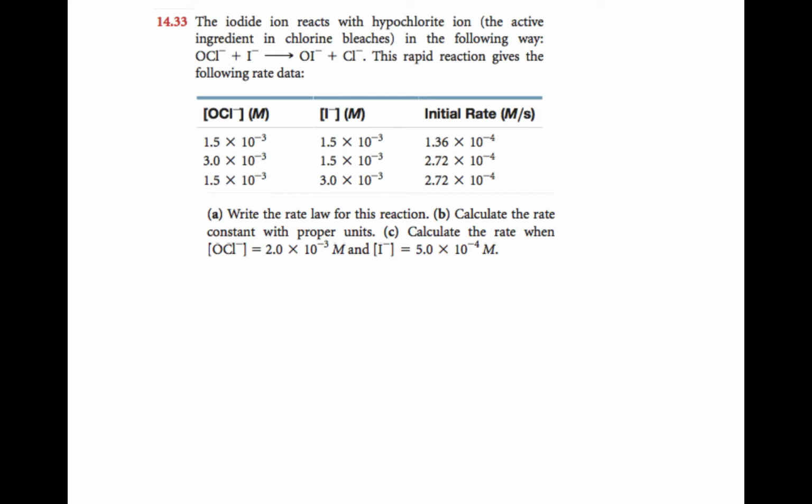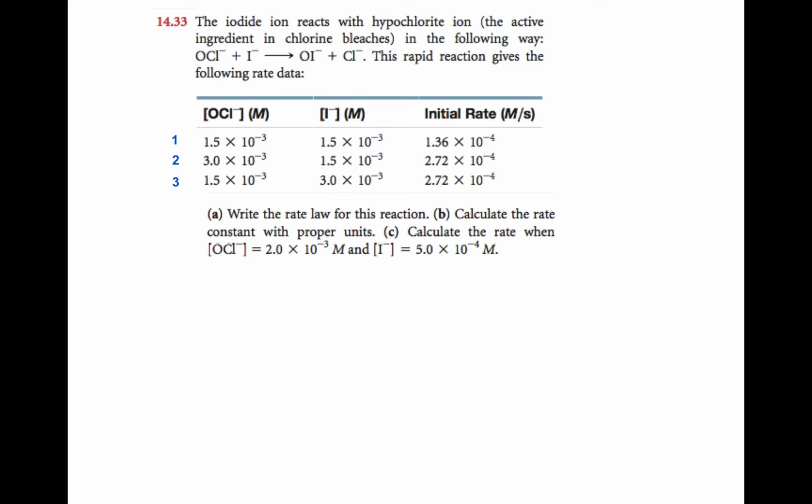We compare different experiments. So we have experiment 1, 2, and 3. In experiment 1, we have certain concentrations of the reactants, and we see what the rate is. And then we compare it to another experiment where we change the concentration of the reactants. So if you're looking at the difference between experiments 1 and 2, we're tripling the concentration of hypochlorite and holding the concentration of iodide constant. We want to see what effect hypochlorite has on the rate of reaction.